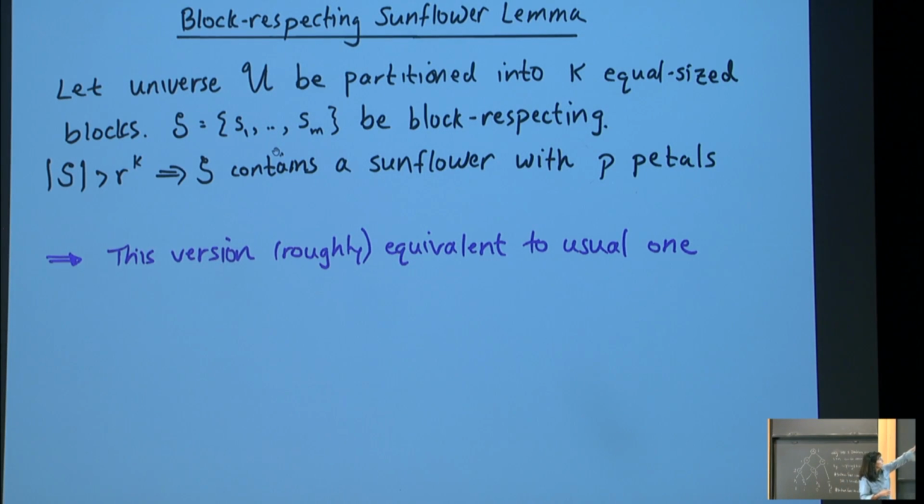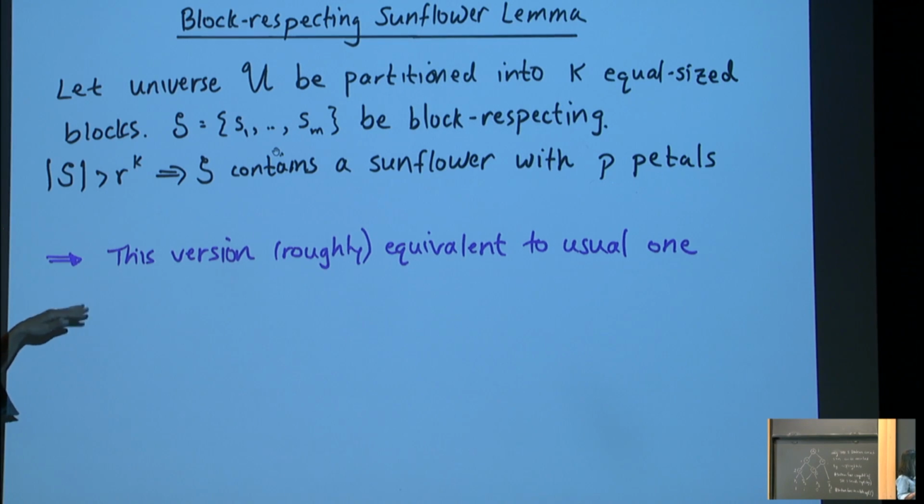So if you have a universe U, now instead of the sets being arbitrary sets, we're going to force them to be sets where you divide up the universe into k pieces, and you pick one element from the first piece, one element from the second block, and so on. A set system is block respecting if what I said holds: for every set in the set system, you have exactly one element from each block. Same sunflower lemma for a block respecting set system: as long as it's big enough, it contains a sunflower with p petals.